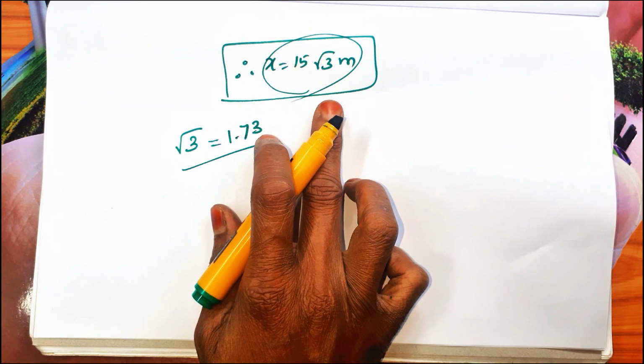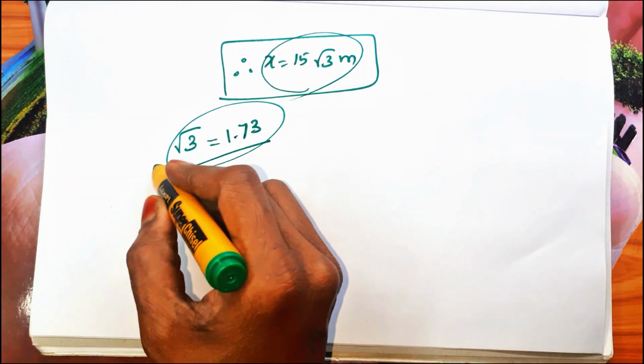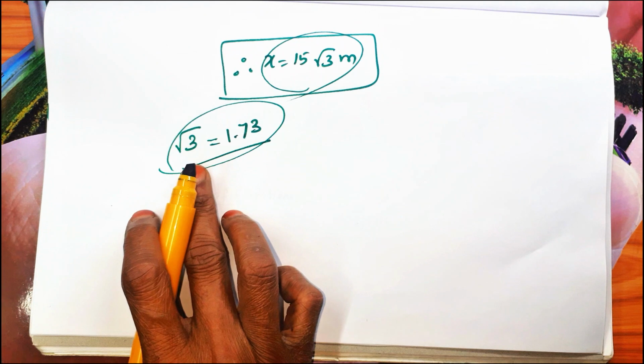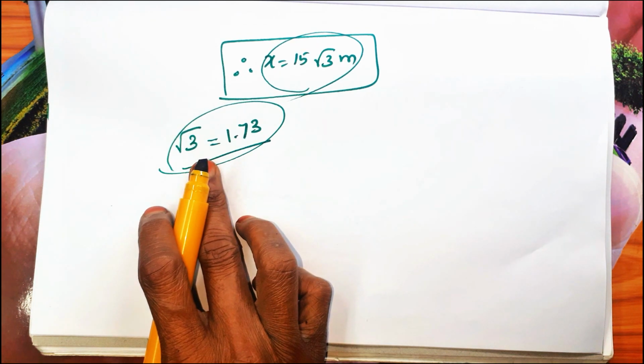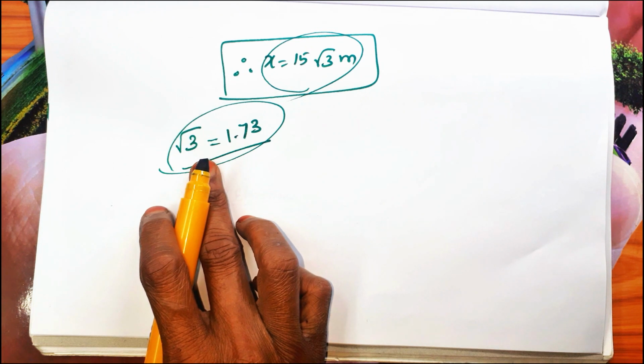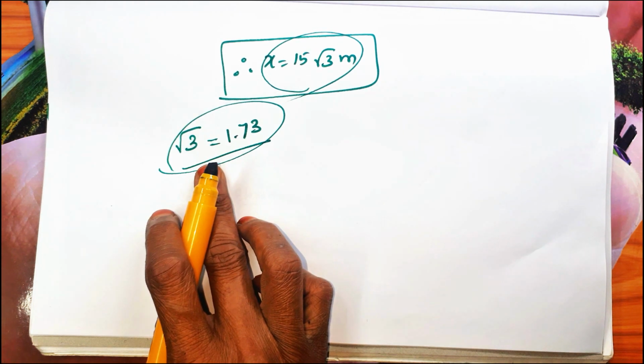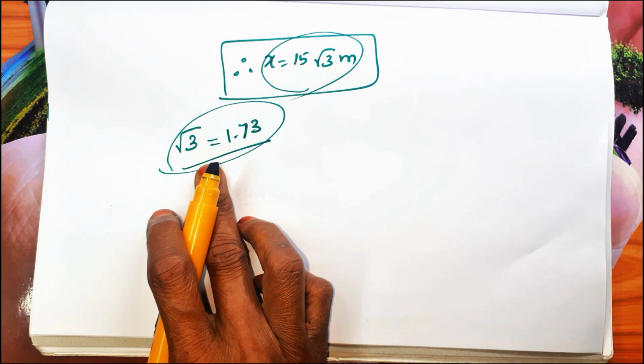And I have explained in one video how to find the square root of an integer value that is a perfect square, and the square root of real numbers. If you want to know how to find the square root of 3, go through that video. That link also I will give in the description box. So go through that and have a clear idea how to find the square root of a number.